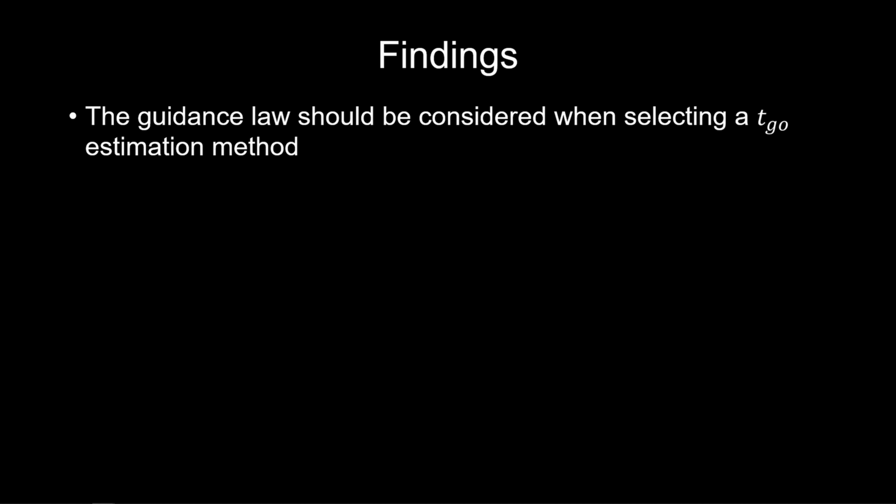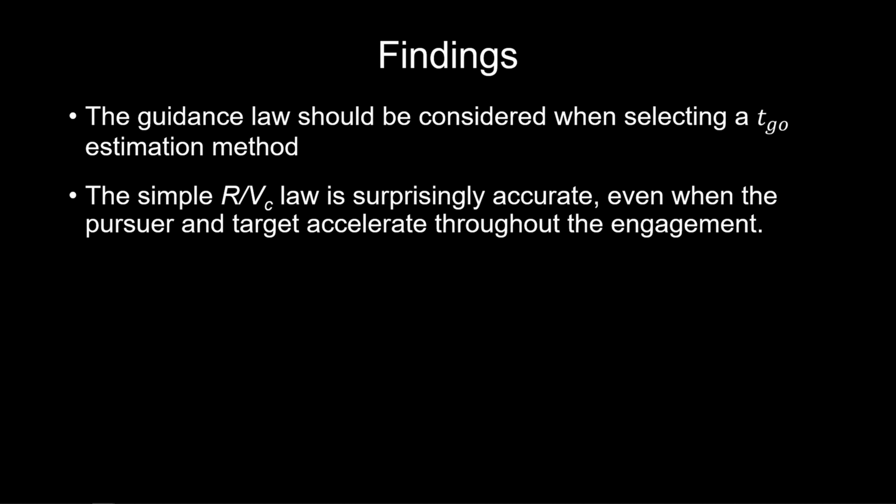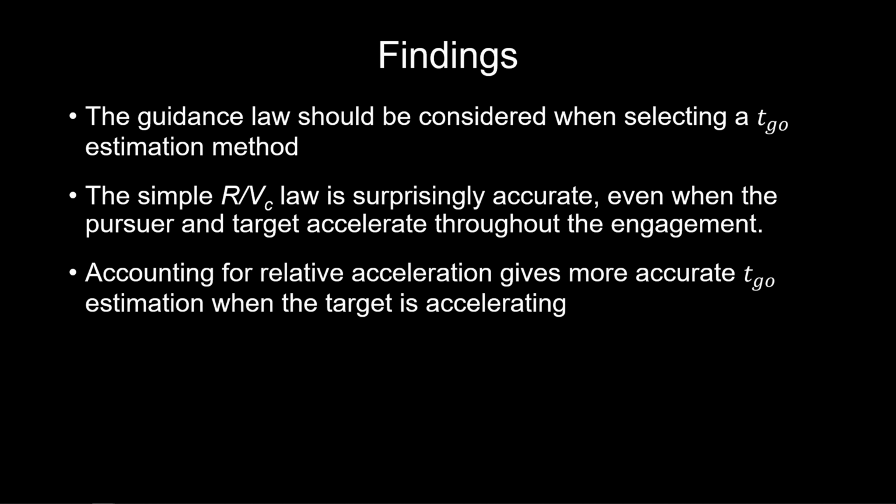What we found was that first, the guidance law should be considered when selecting a time to go estimation method. Case in point, when the relative acceleration was 0 along the line of sight for a non-maneuvering target, it created a singularity in method C. The simple range over closing velocity is surprisingly accurate, even when the pursuer and target accelerate. Accounting for relative acceleration indeed can give a more accurate time to go estimate, particularly when the target is accelerating.